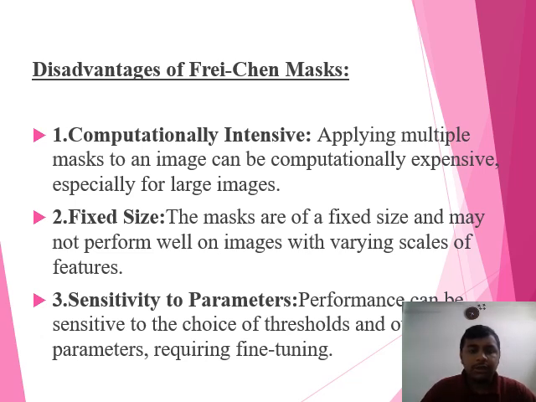And next is fixed size. The mask is of a fixed size and may not perform well on images with varying scales. If an image is not of that size, then it may expand or it may collapse. So the Frei-Chen mask consists of a fixed size, which is a big disadvantage. If the image is big, then the pixels of that image will be distorted.